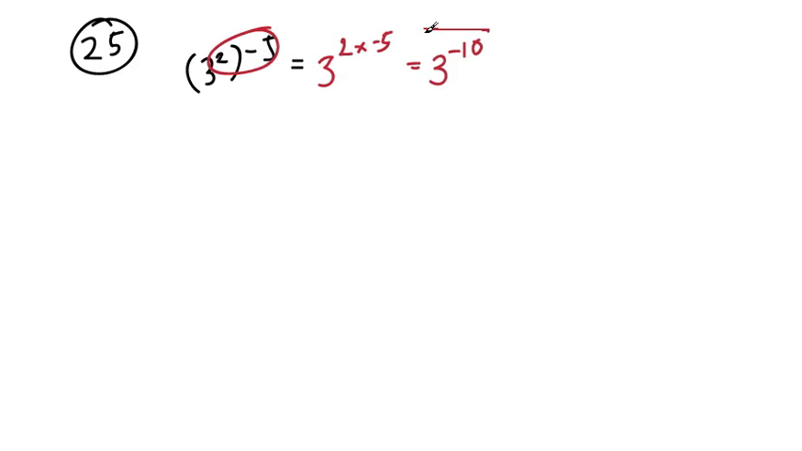Okay, number 25 is also kind of a quick one. We have parentheses 3 squared all to the -5. So again, this is the power law. The 3 to the second power all to the -5th power. We have to keep the 3, that's our base, and we do 2 times the -5. So this gives us 3 to the -10, and that's our answer right there.